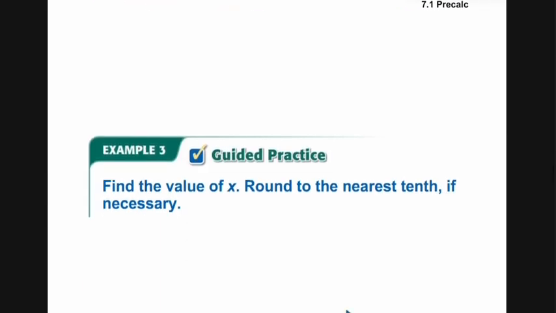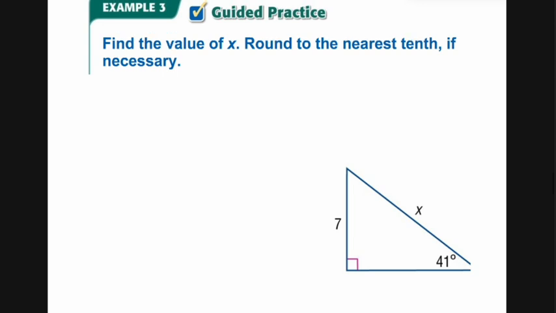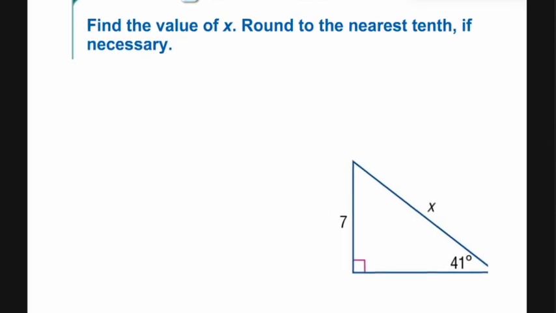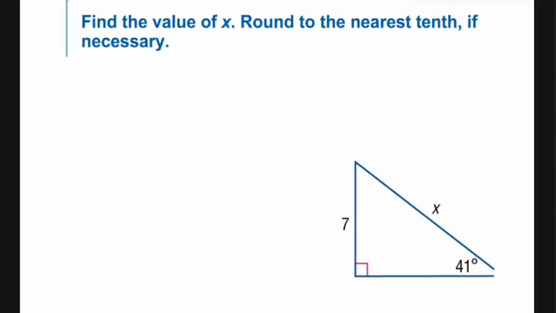Okay. Let's do the next example 3. It says find the value of x and round to the nearest tenth if necessary. So we have this angle measure of 41 degrees.